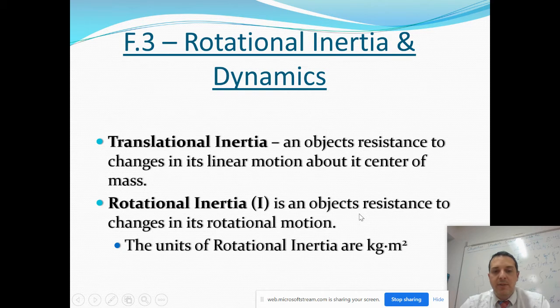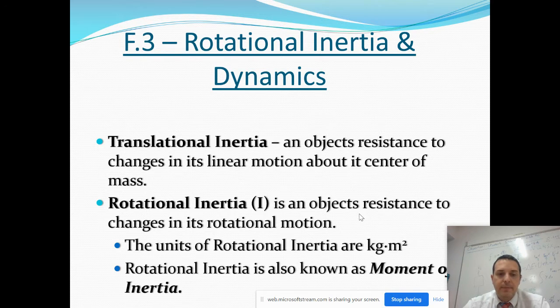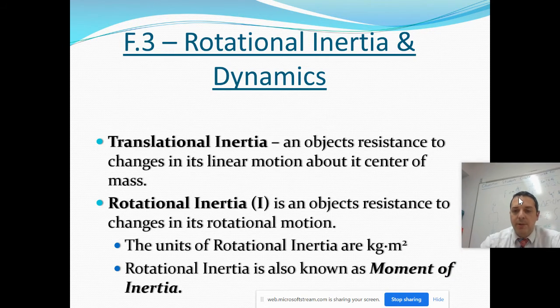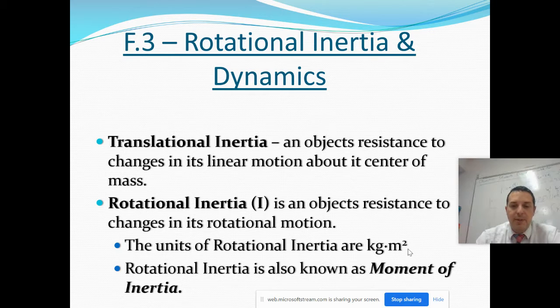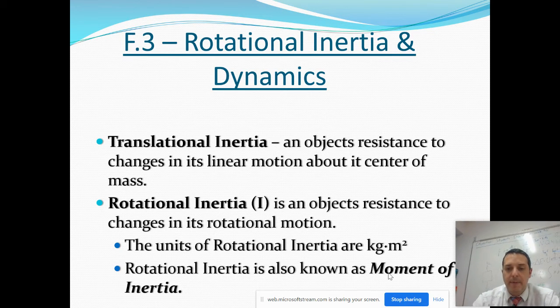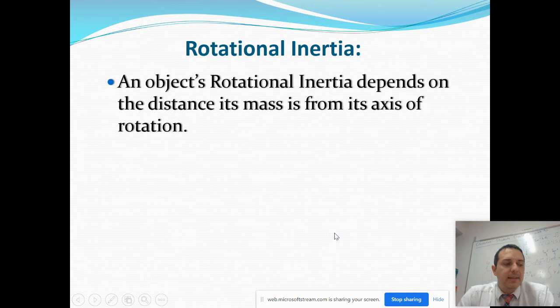When we look at the units for rotational inertia, the units are kilogram times meter squared. You'll also sometimes hear me refer to rotational inertia instead as moment of inertia. Let's talk a little bit more in depth about rotational inertia.